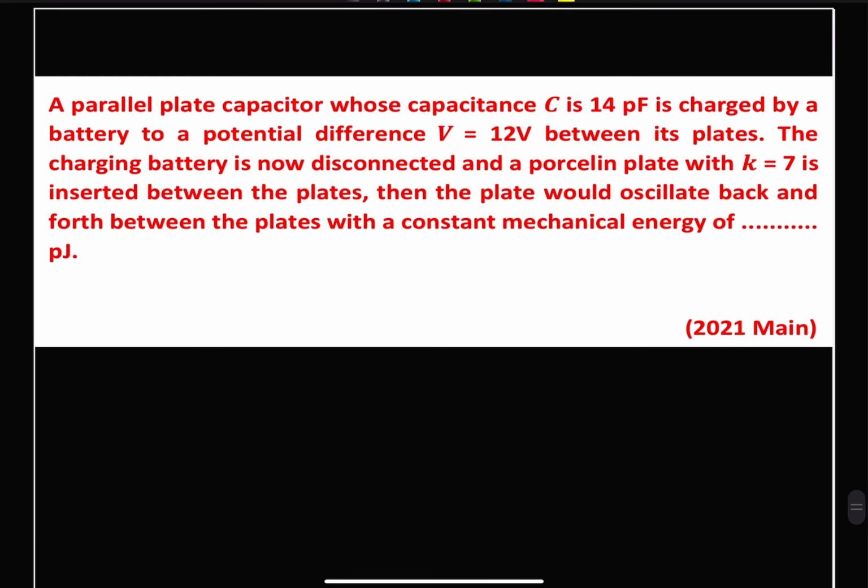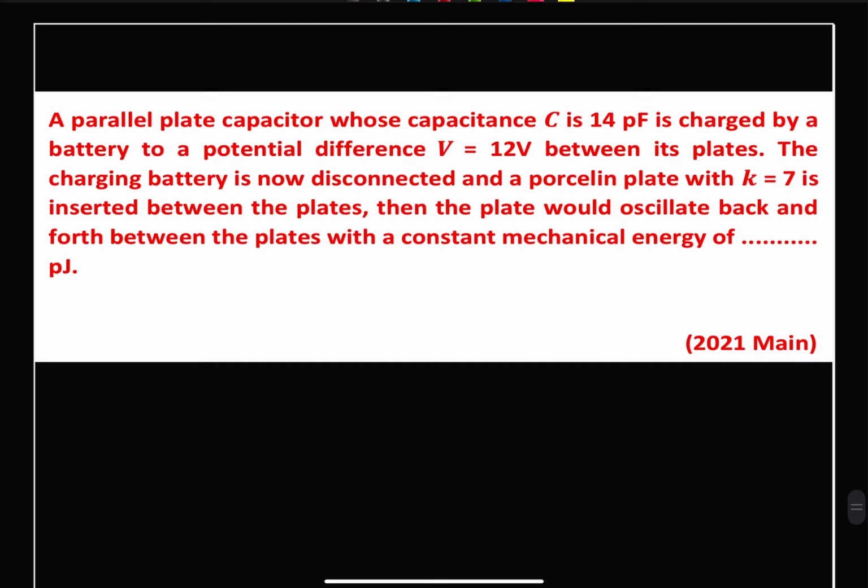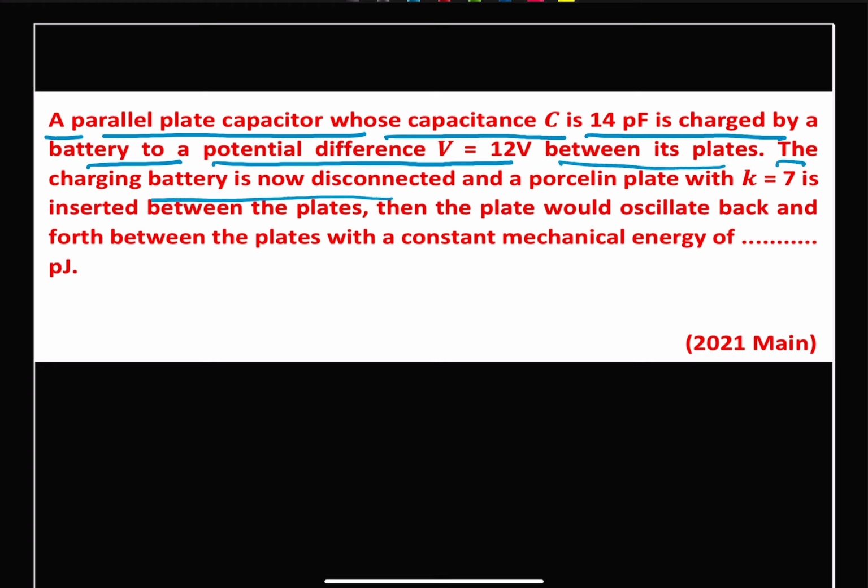It states that a parallel plate capacitor whose capacitance C is 14 picofarad is charged by a battery to a potential difference V of 12 volt between its plates. The charging battery is now disconnected and a porcelain plate with K equal to 7 is inserted between the plates. Then the plate would oscillate back and forth between the plates with a constant mechanical energy of dash picojoules.